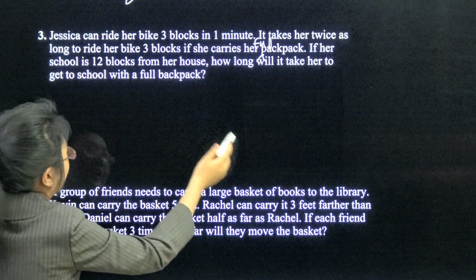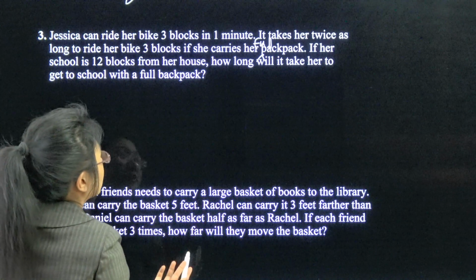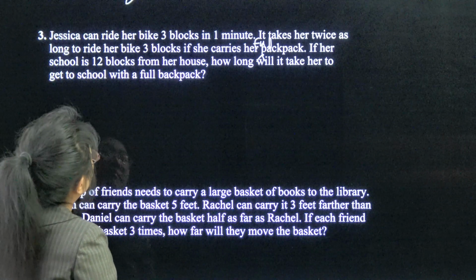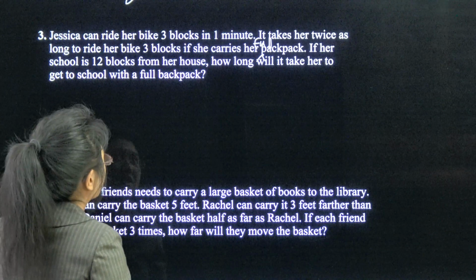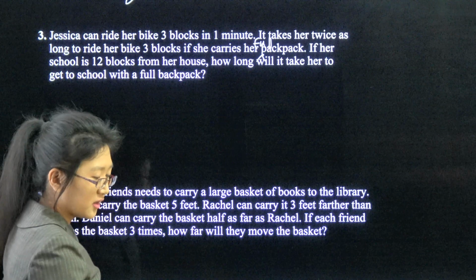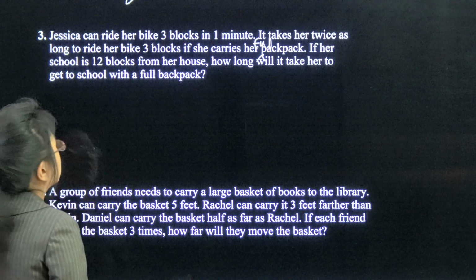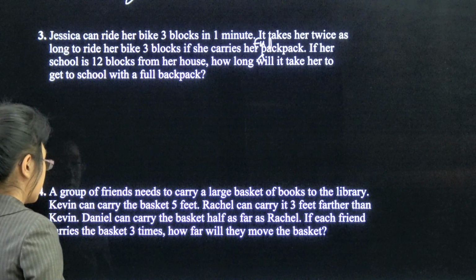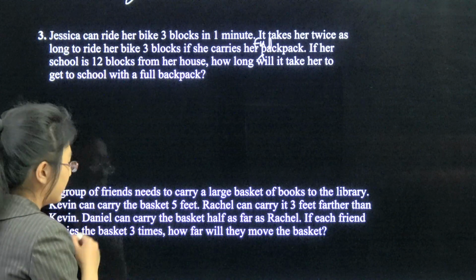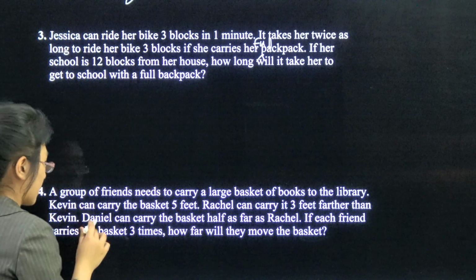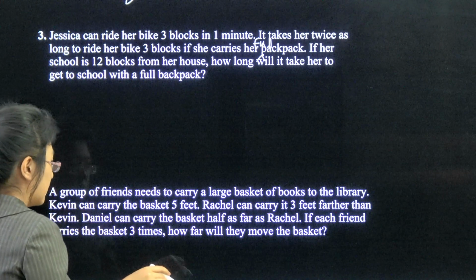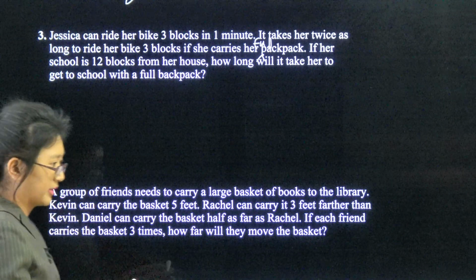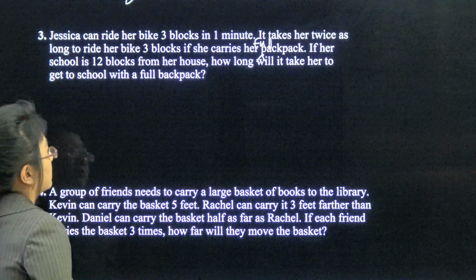So how long would it take for her to ride 3 blocks with a backpack? Twice as long. So what's 2 times 1 minute? 2 minutes. Which means that she can travel 3 blocks in 2 minutes if she has a backpack. Her school is 12 blocks, which means that it's 12 divided by 3, which is 4. So 4 times 2 minutes equals, well, it would be 4 2-minute trips because there's 4 sets of 3 blocks. So that'd be 8 minutes.